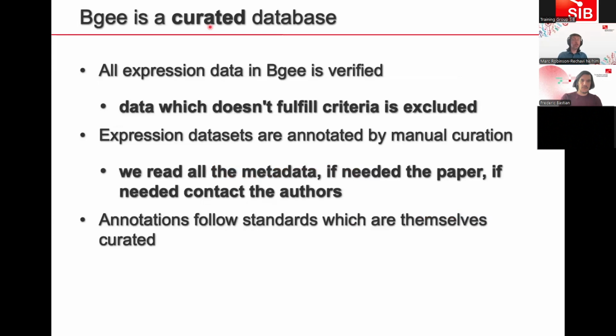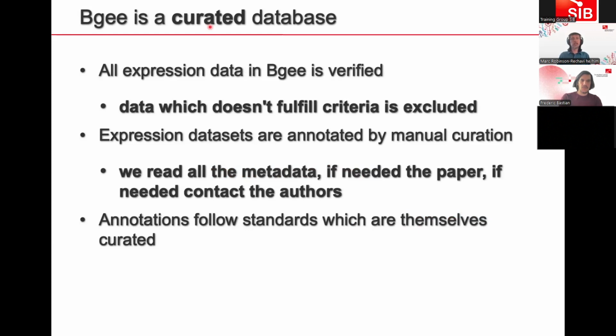And Bgee, why am I saying all this? Because we are a curated database. So all expression data in Bgee is verified, and data which does not fulfill our criteria is excluded. So we do not aim to have all of the data, we aim to have all of the data which fulfills our criteria. Healthy, wild type, protocols which can be processed in a standard way.